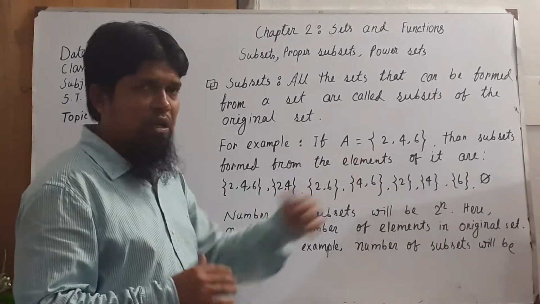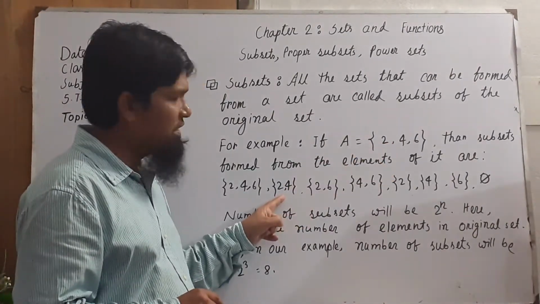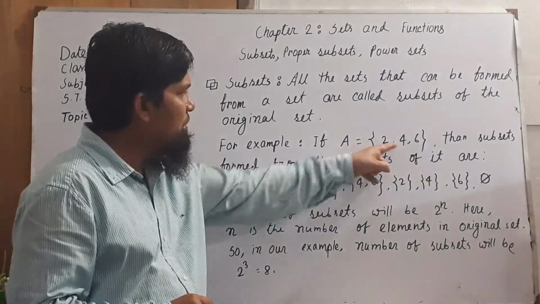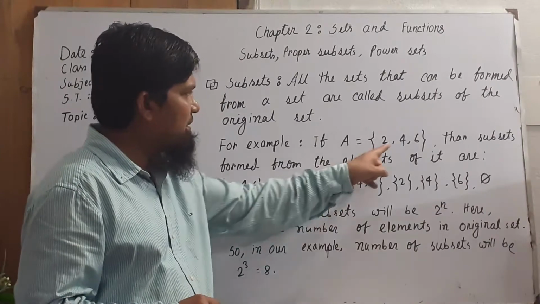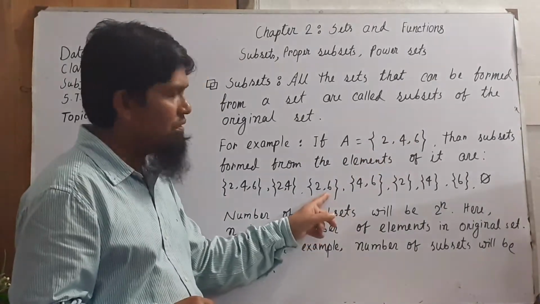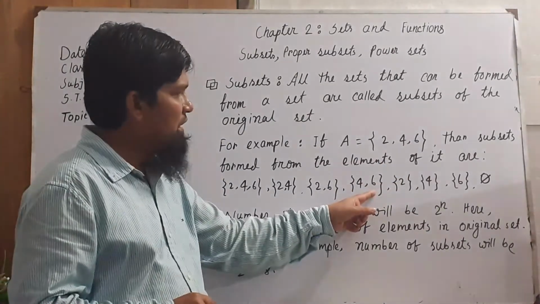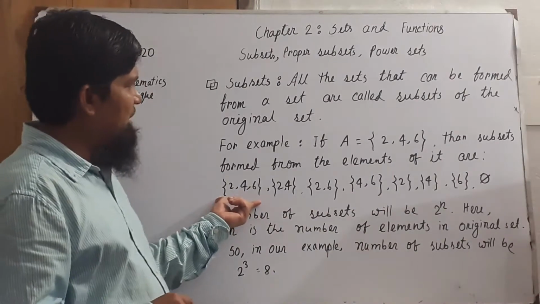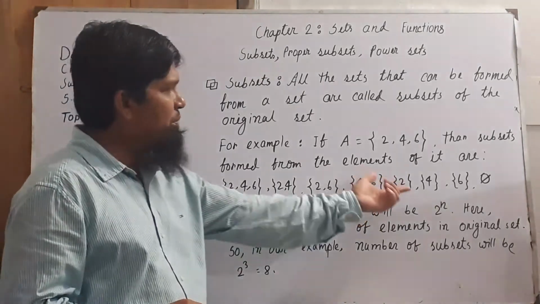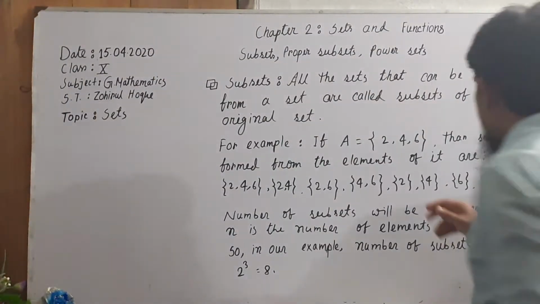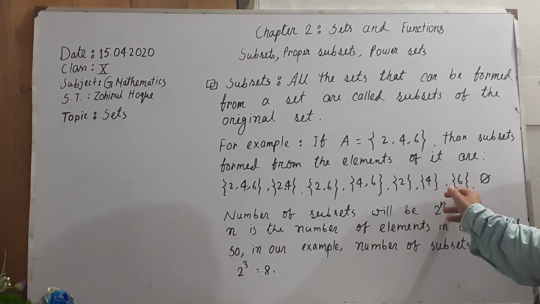Then now we are not using all the elements. Here in the second page, I am using 2 and 4. It is in the original set, so it is a subset. Then again 2 and 6. This is also in the original set. And 4 and 6. That is also in the original set. So here I have taken all three elements. Here I have taken two elements. And now I am taking only one element: 2, 4 and 6.